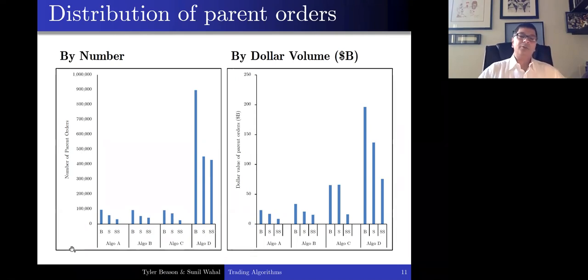Both in terms of the number of parent orders and the dollar volume of parent orders, you'll see that algo D, which, if you know this area, you can probably guess which one it is, but I won't say, dominates by far. It's a very, very popular algorithm. So lots and lots of parent orders, both in terms of number and dollar volume. You'll also notice that buys are typically much higher than sells. Depends if you want to lump in short sales here or not. If you lump in short sales with sells, then roughly the distributions of buys and sells are symmetric.